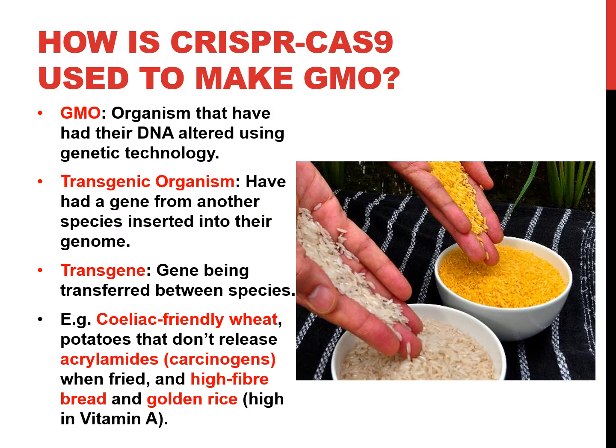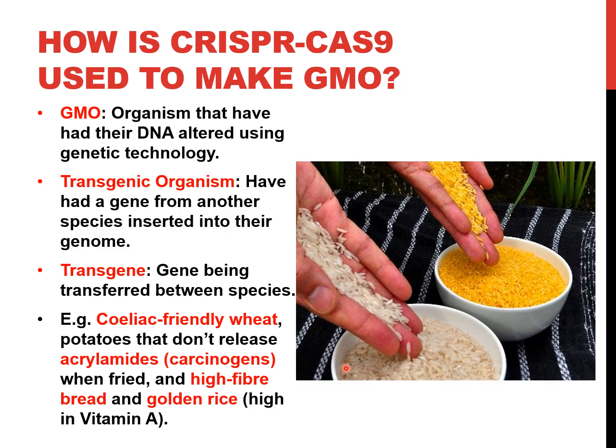So really, how can we use CRISPR-Cas9 to make genetically modified organisms? So that's what a GMO is. GMO, an organism that has had their DNA altered using genetic technology. It can be any genetic technology, but in this case it's CRISPR-Cas9. We can use it to do a bunch of different things. Firstly, you should understand that we call these a transgenic organism if they've had a gene inserted from another species into their genome. Once that's done, it's become a transgenic organism. And that gene we call the transgene, a gene being transferred between species.